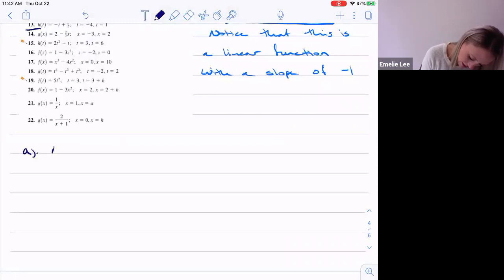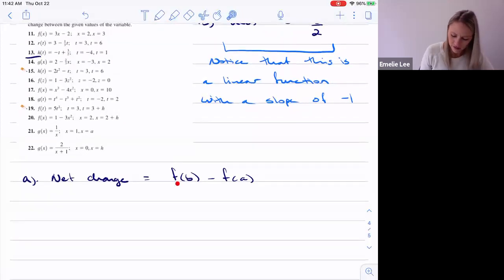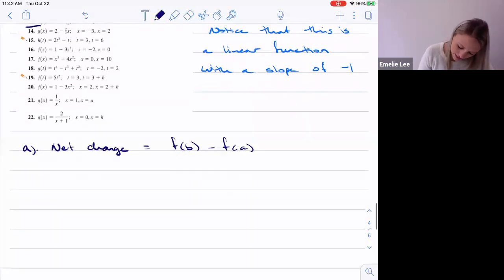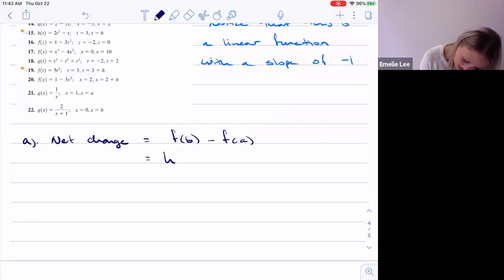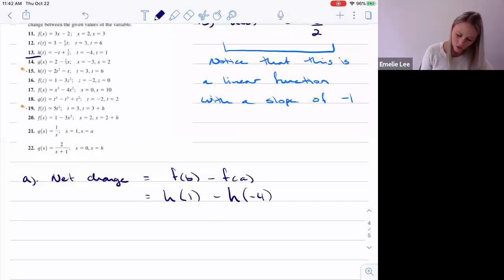So part A, the net change is f of b minus f of a, right? Here, our function isn't called f, it's called h, but that's all right. And our a is -4 and our b is 1. So what I get is, in our case, it's h of 1 minus h of -4.